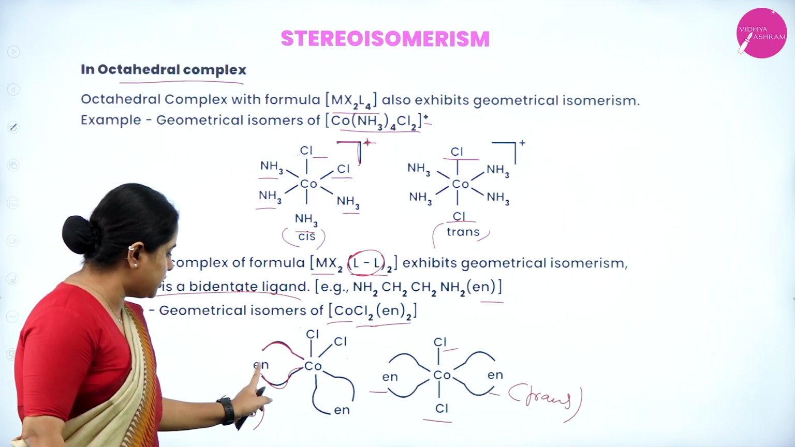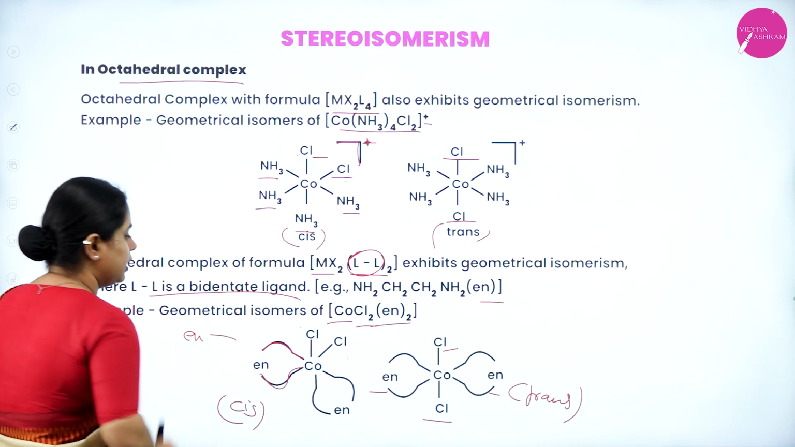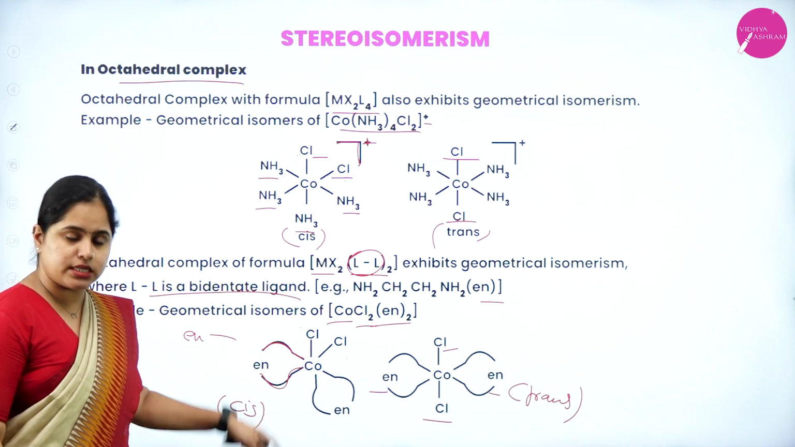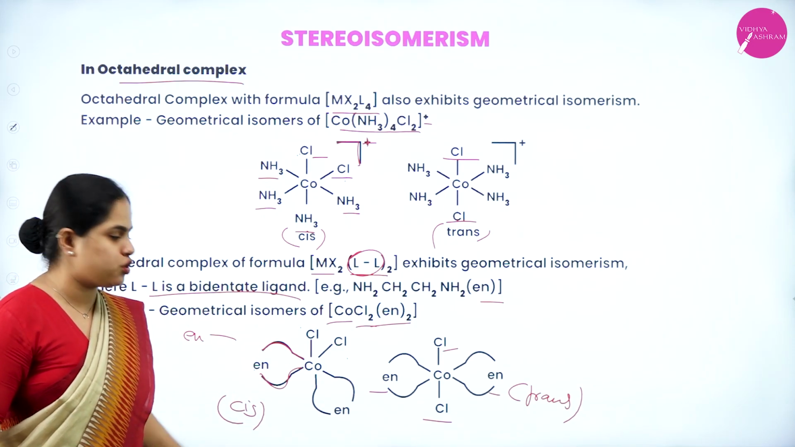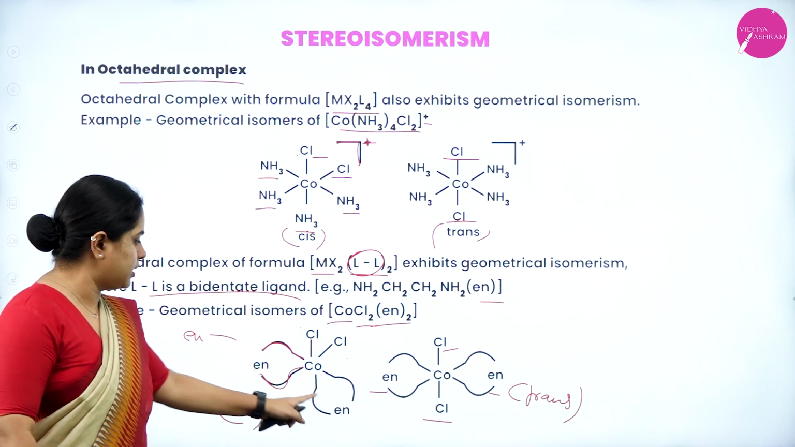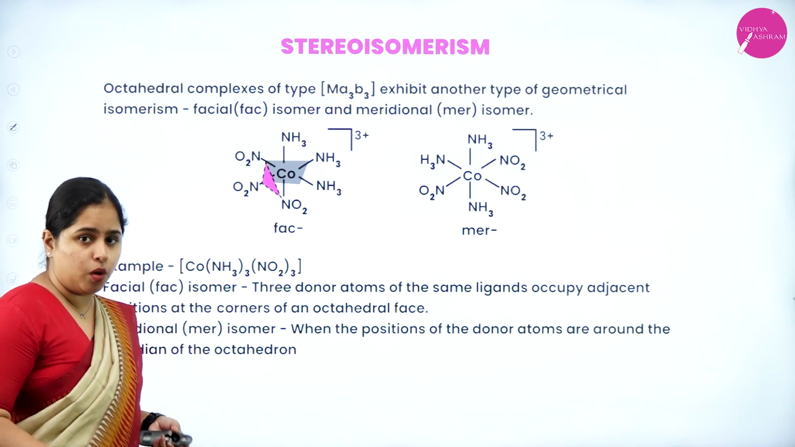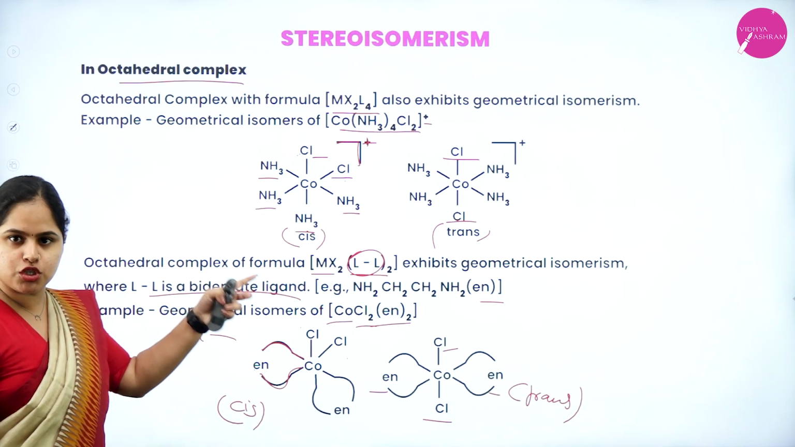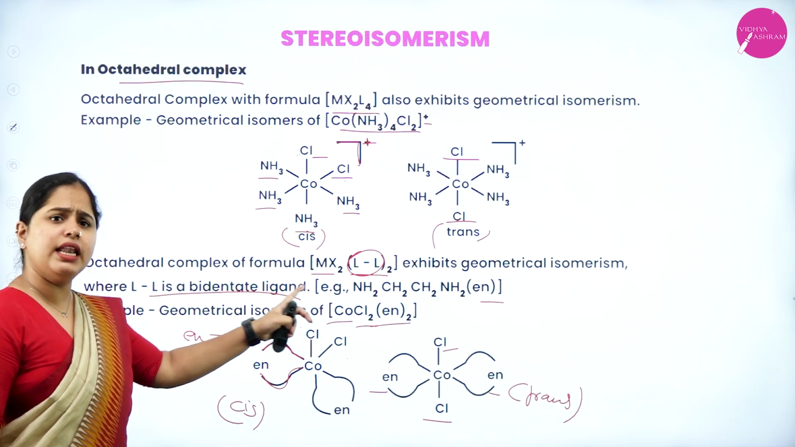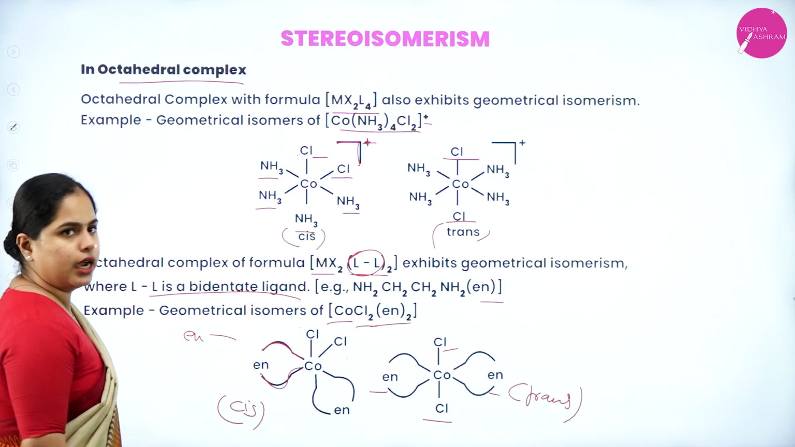Clear? So if you draw just en and put a single bond, it is wrong because it is bidentate. It uses two of its atoms to form a bond with the cobalt. Okay, so that is why we have mentioned it like this. Clear? Now moving on to the next one. In octahedral complexes, two types we have studied, MX2L4 and MX2(LL)2. Right? In both of these, I hope it is clear.